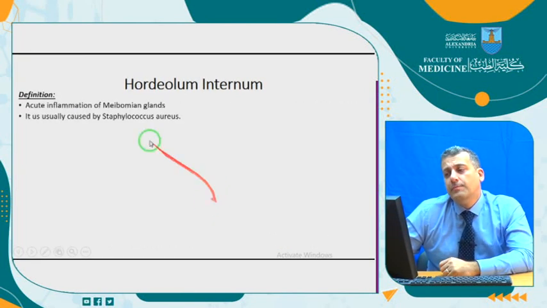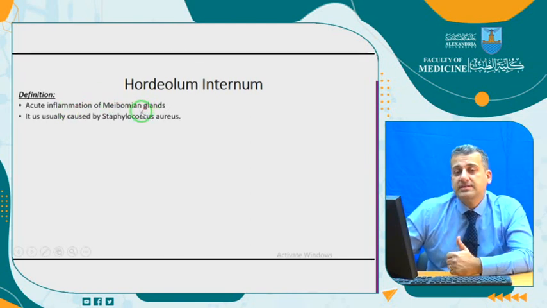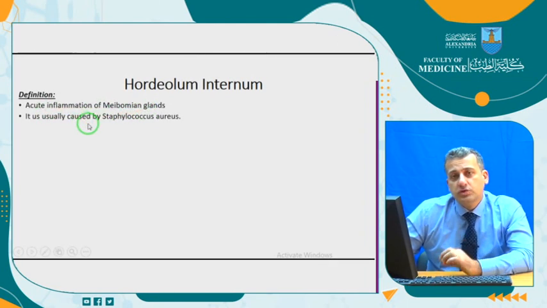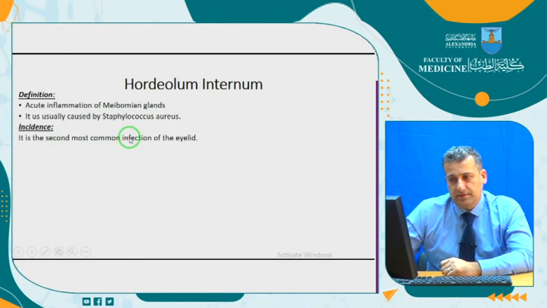What about the hordeolum internum? Again, this is an acute inflammation, but in this case in the meibomian gland. In the stye, we said the inflammation is around the lash follicle or the gland of Zeis, but here the inflammation is of the meibomian gland. It's usually again caused by the same organism, Staphylococcus aureus. Incidence: it is the second most common infection of the eyelid.